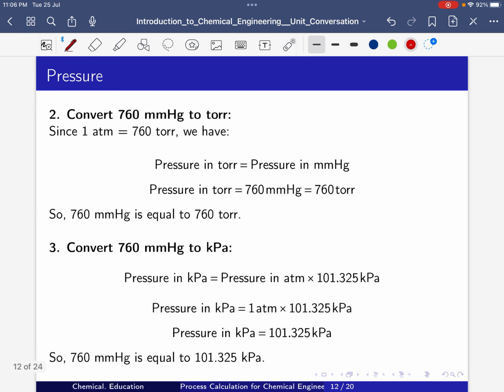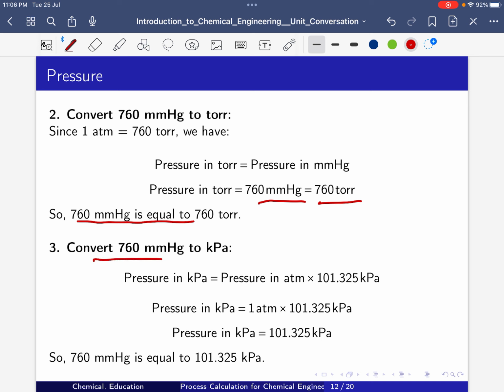Now convert 760 mmHg to torr. So we know since 1 atm is equal to 760 torr, so pressure in torr means pressure in mmHg. Pressure in torr is equal to 760 mmHg, 760 torr. So 760 mmHg is equal to 760 torr.